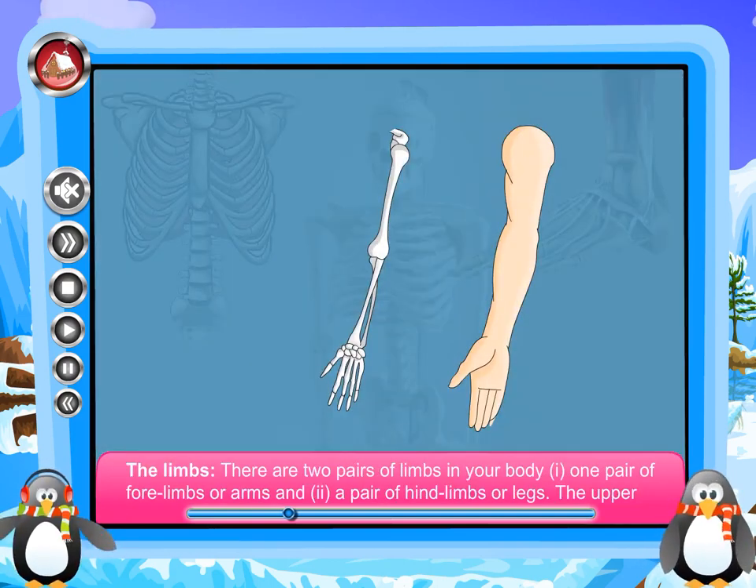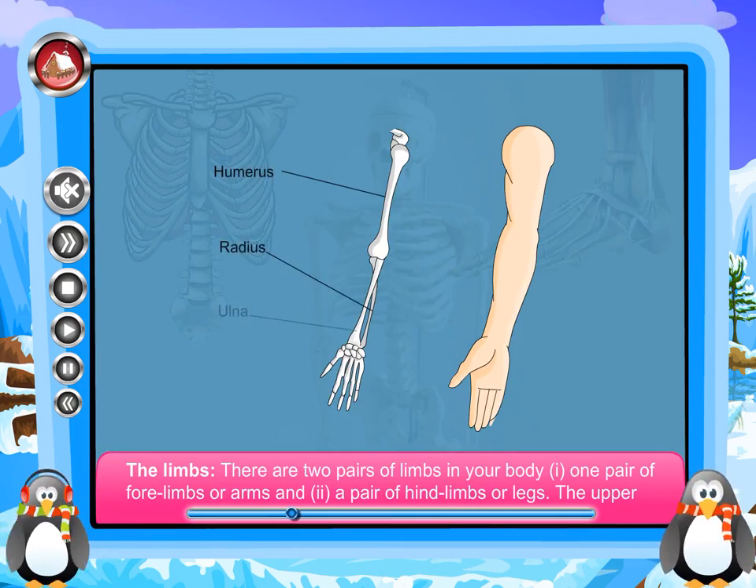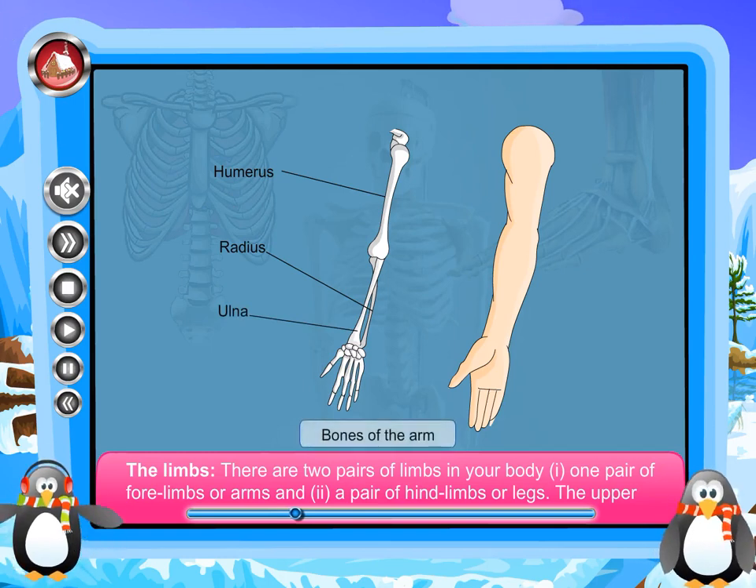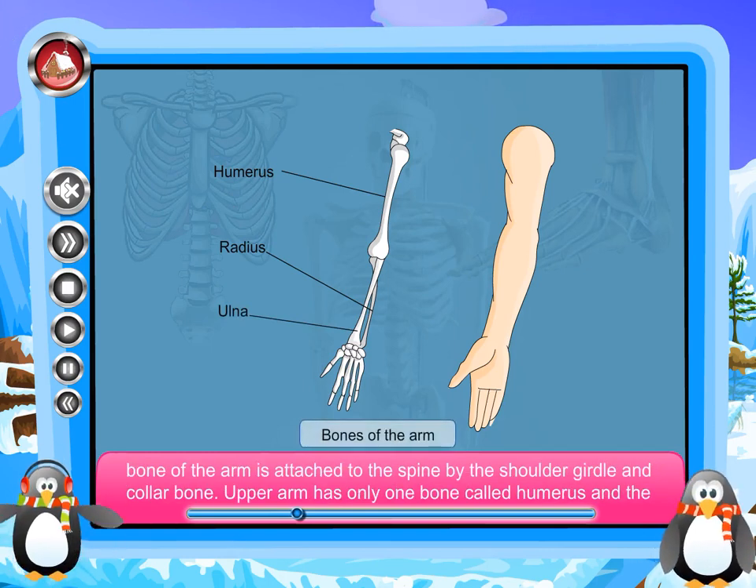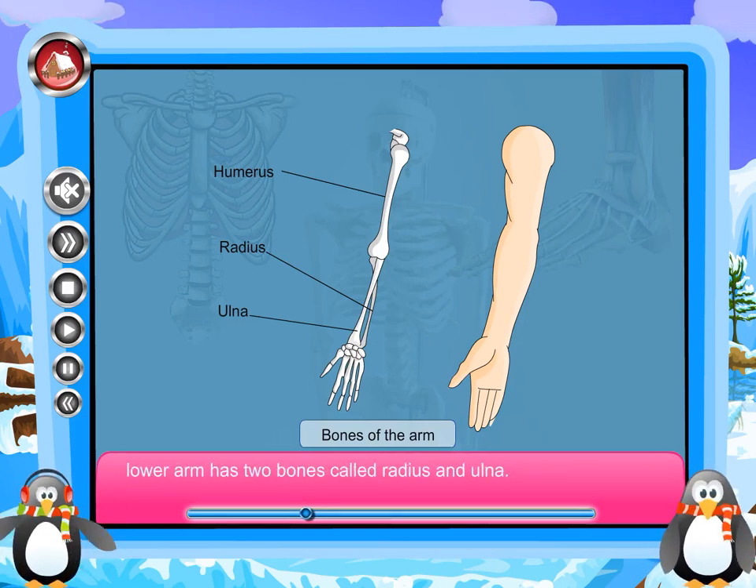The limbs. There are 2 pairs of limbs in your body. One pair of forelimbs or arms and a pair of hind limbs or legs. The upper bone of the arm is attached to the spine by the shoulder girdle and collarbone. Upper arm has only one bone called humerus, and the lower arm has 2 bones called radius and ulna.